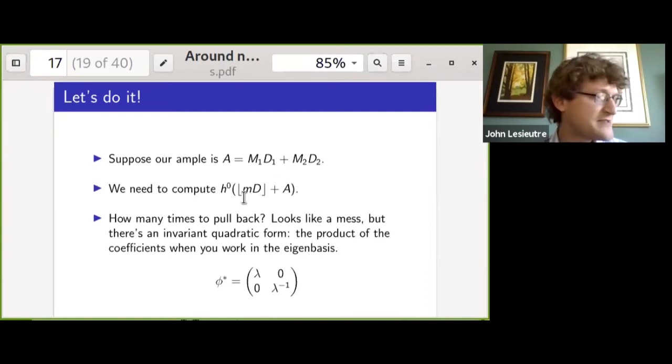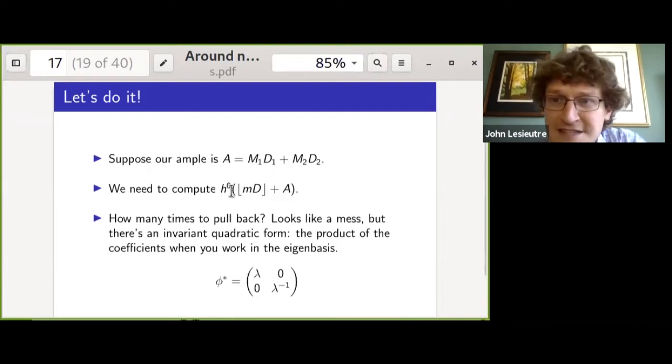All right, so how many times do you need to pull back MD plus A to make it ample? Well, this is actually just an easy linear algebra exercise. And the reason is that if you write your divisor in the eigenbasis given by these D1 and D2 on the pseudo-effective boundary, the pullback via phi is just the 2x2 matrix lambda inverse. And in particular, that means that the product of the coefficients is invariant under pullback. So if I have a divisor and I write it as a combination of D1 and D2, when I pull it back, the product of those coefficients doesn't change.